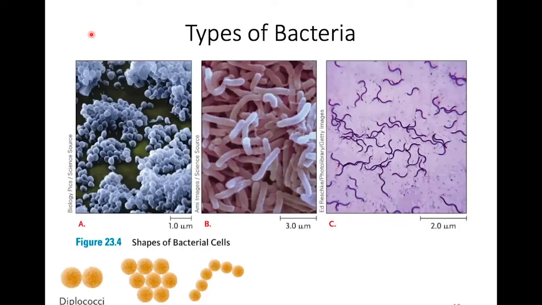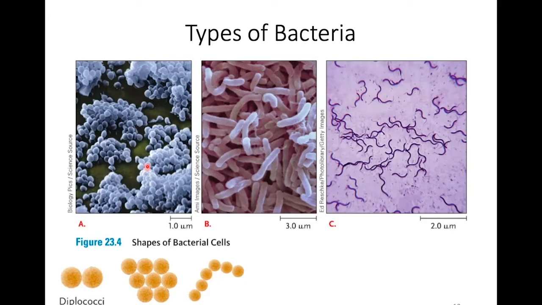Now, there are different types of bacteria, and we can classify them based on the shape of their cells. We have those that are spherical in nature, those that are rod-shaped, and those that are spiral-shaped. Bacteria that maintain a spherical shape are known as cocci. Those that are rod-shaped are known as bacilli. And those that are spiral-shaped are known as spirochetes.